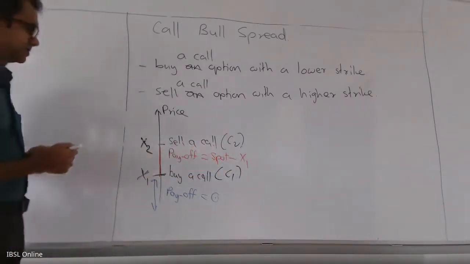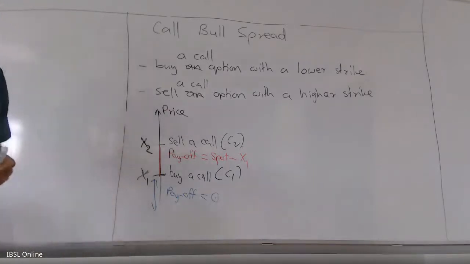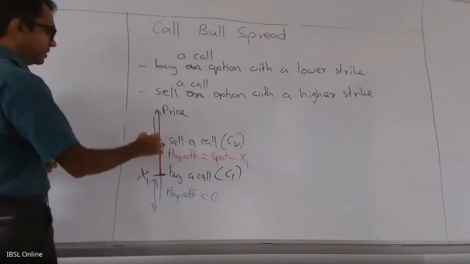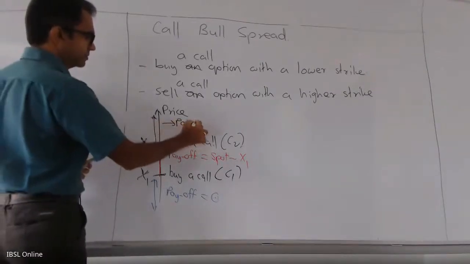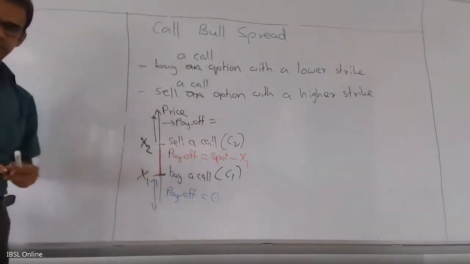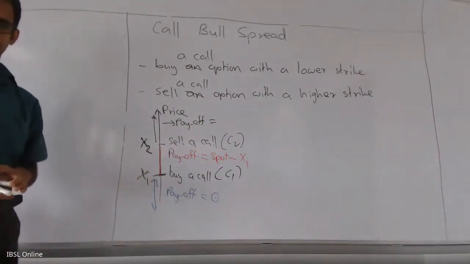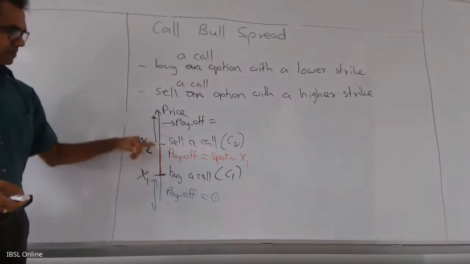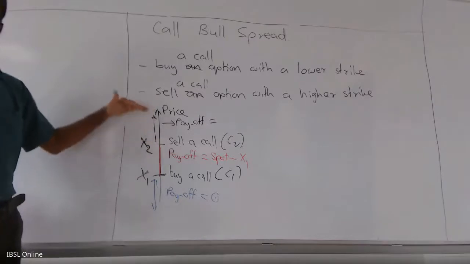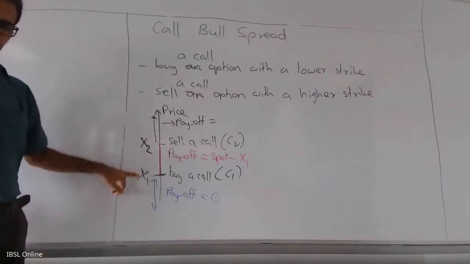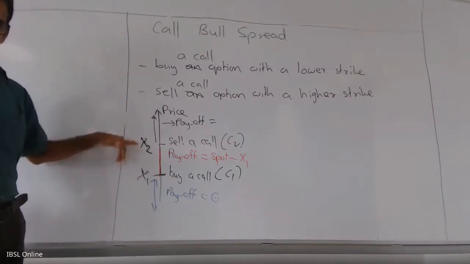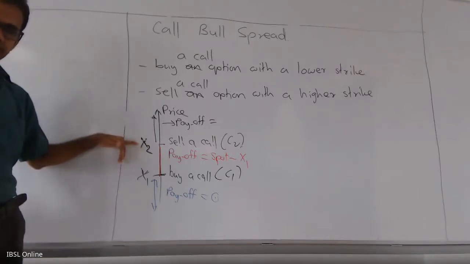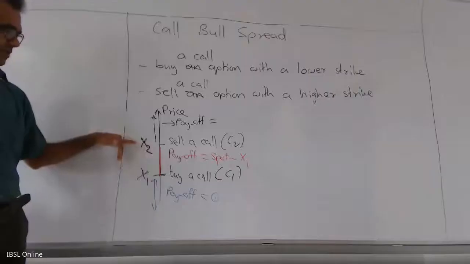What would happen when the market price remains above x2? Then what would be the payoff? When the market price of the underlying asset is above x2, will you exercise your right? Yes, because the market price is above your strike. Will the buyer of the option with strike x2 exercise the right? Yes. Okay.